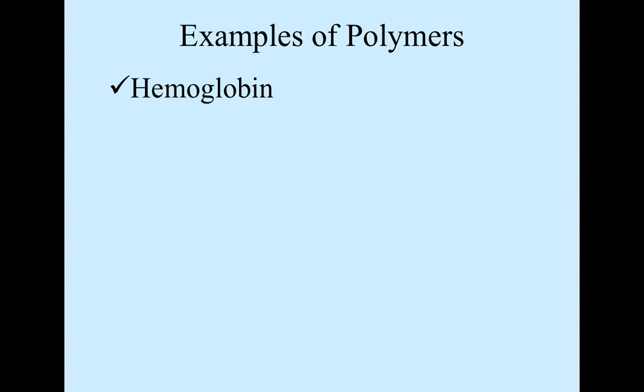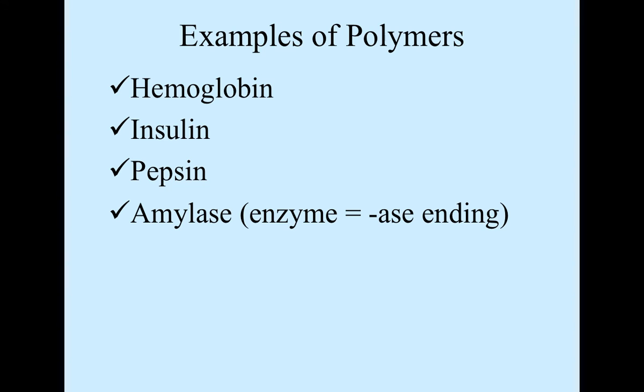Some examples of some of the polymer forms are things like hemoglobin, which is on your red blood cells that helps to carry oxygen, insulin, which is a hormone that helps control your blood sugar levels, pepsin, which is actually an enzyme in your stomach that breaks down other proteins, and amylase. You can actually tell that this is an enzyme because of the ASE ending. That's very typical. Pepsin's kind of an exception to that, but we'll come back to this with the ASE ending when we talk about enzymes.